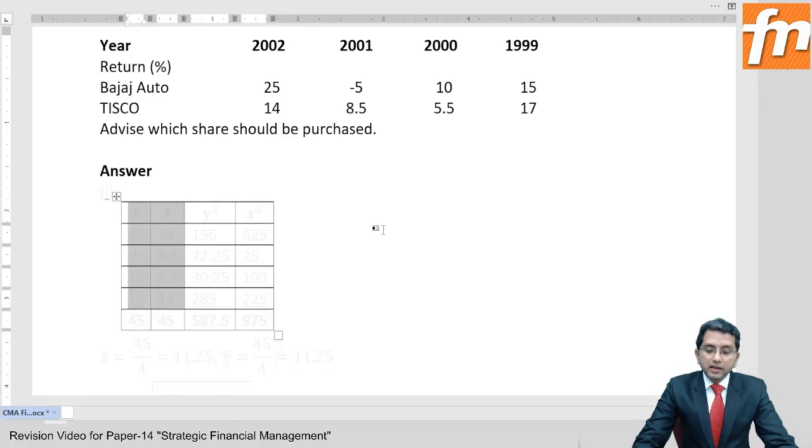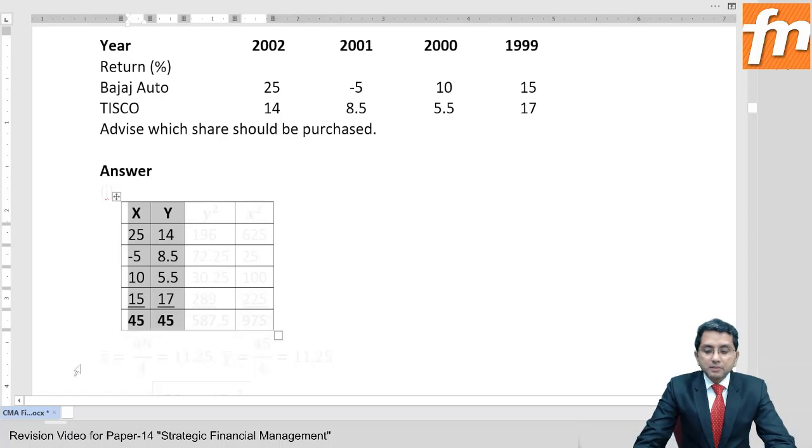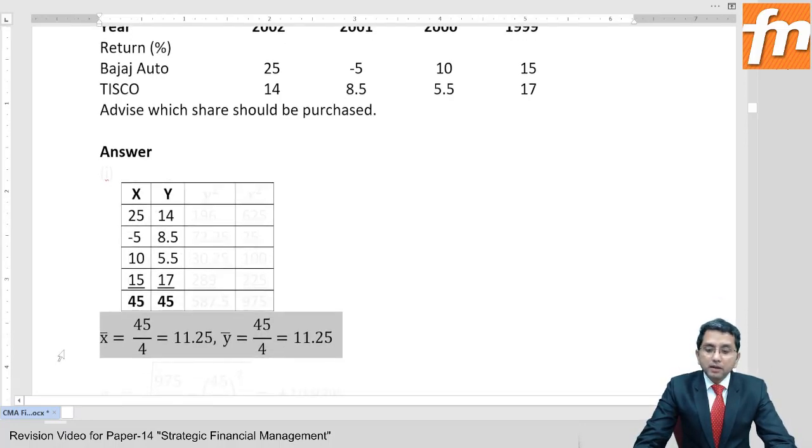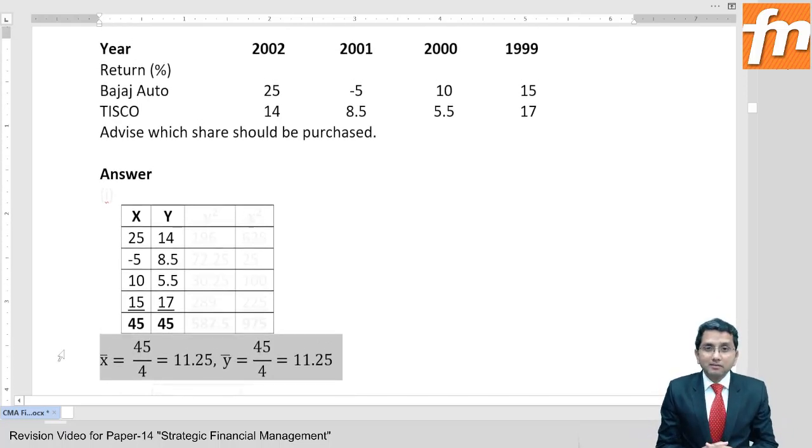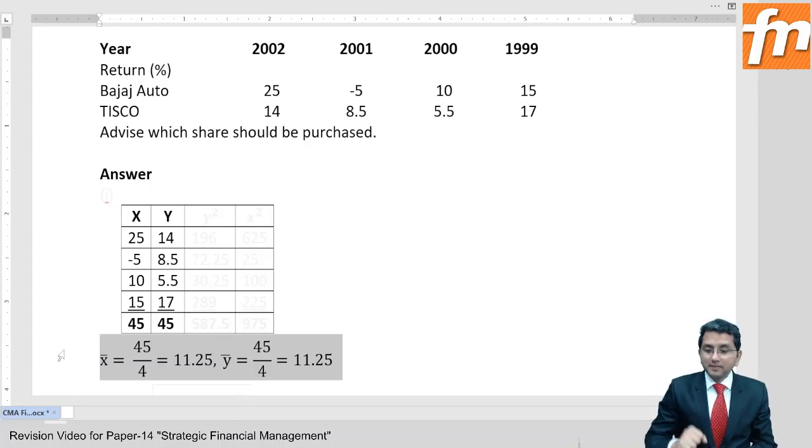So first of all, I'll create a table like this and note down all these returns: 25, minus 5, 10 and 15 for X, and 14, 8.5, 5.5 and 17 for Y. Then I make a sum total of these two series, and coincidentally the sum total, that is summation of X and summation of Y, is the same, 45. Now with the help of this, I can easily calculate X bar and Y bar. X bar is summation of X upon N, 45 divided by 4, 4 years are there. And Y bar is summation of Y upon N, 45 divided by 4.